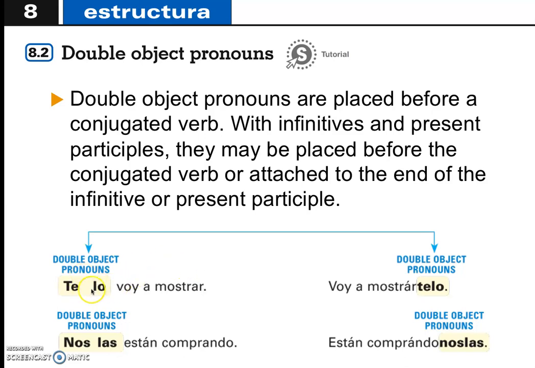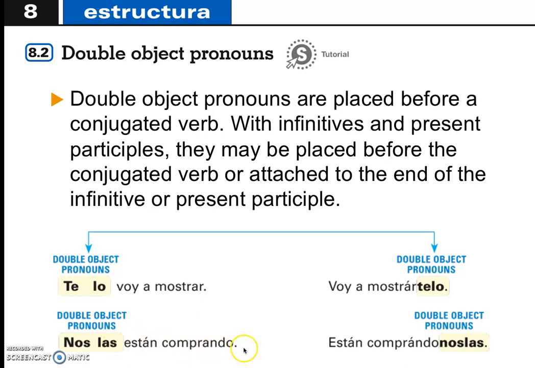But you can also just say, te lo voy a mostrar. Or here you could say, nos las están comprando, or están comprándonoslas, right, with an accent here. Like I've told you before in class, you can just pick one that you want to use. Students usually opt for this one, so they don't have to deal with accent marks, right?